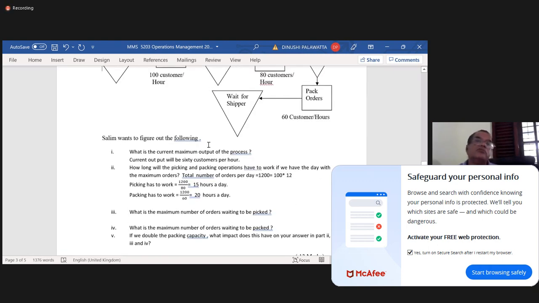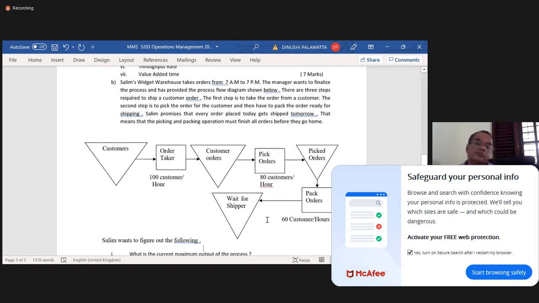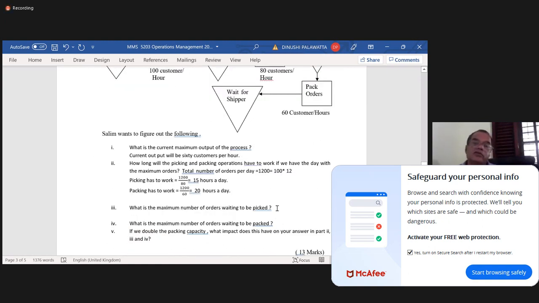You see, Salim Widget Warehouse takes orders from 7 a.m. to 7 p.m. You have 12 hours. So then 20 orders per hour waiting, 20 orders per hour.